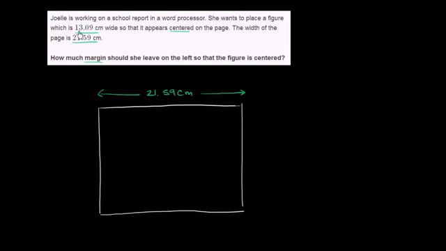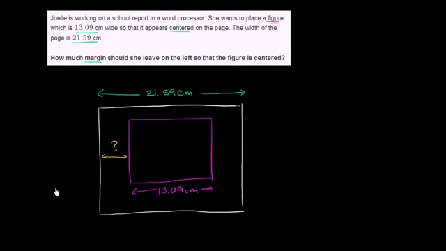And then she wants to place a figure that is 13.09 centimeters wide in the center of the page. So the figure I'll do in magenta. No, that's not magenta. The figure is 13.09 centimeters. So let's say that this is the figure right over here. So this is the figure that she wants to place in the middle of the page. So the question is, how much margin should she leave on the left so that the figure is centered? So they're really asking, what should this distance be here so that the figure is centered?